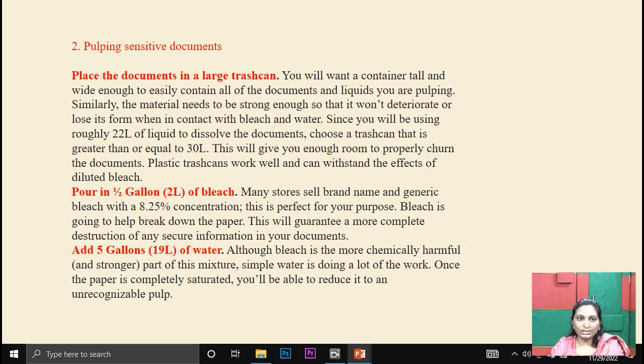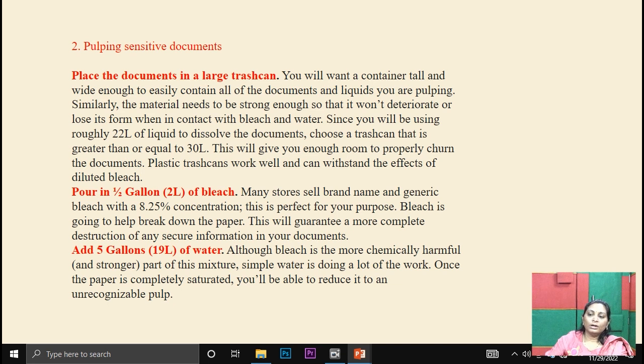Next, pulping sensitive documents. Place the documents into a large trash can. We want a container tall and wide enough to easily contain all the documents and liquids you are pulping. Similarly, the material needs to be strong enough that it won't deteriorate when in contact with the bleach and water. Since you will be using roughly 22 liters of liquid to dissolve the documents, choose a trash can that is greater than or equal to 30 liters.